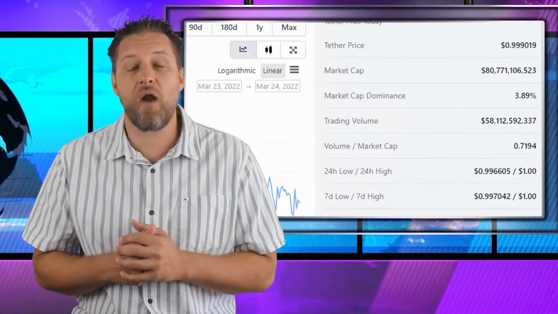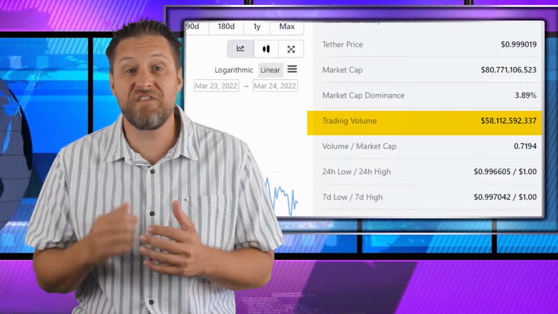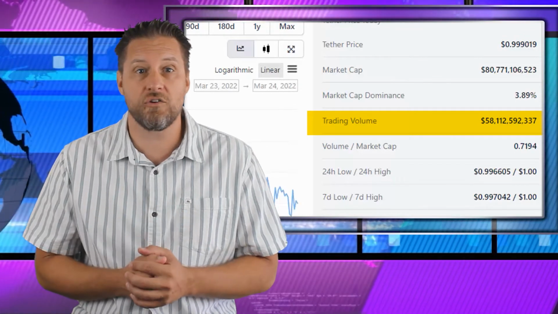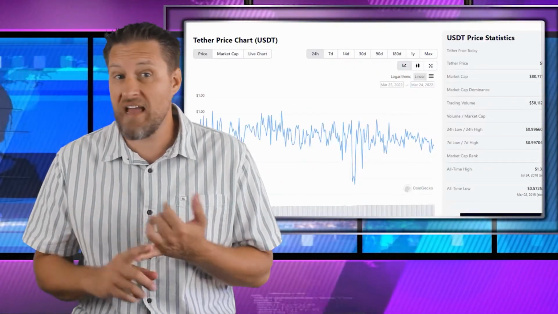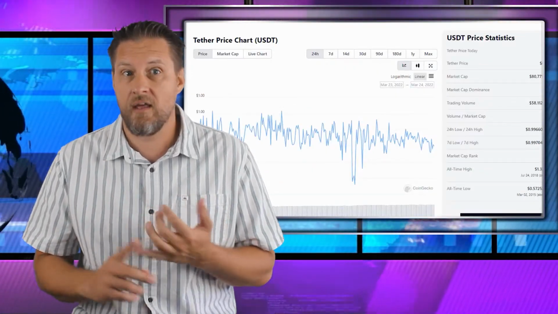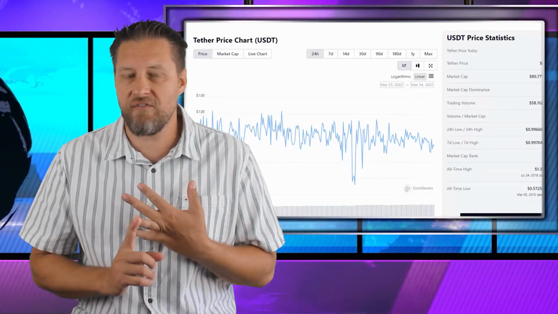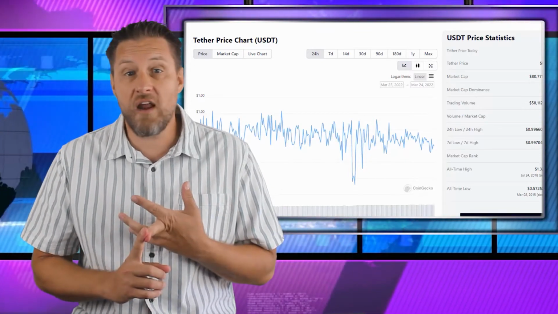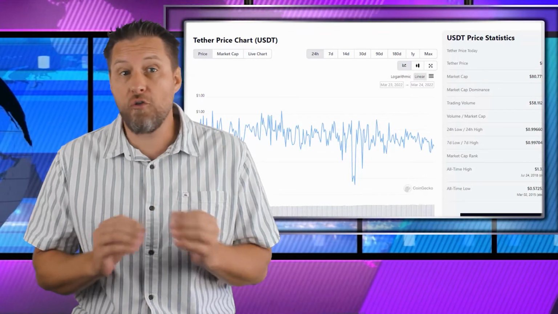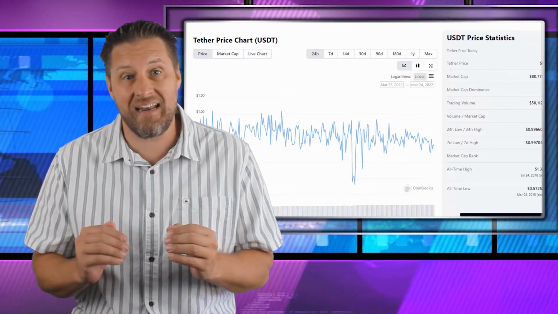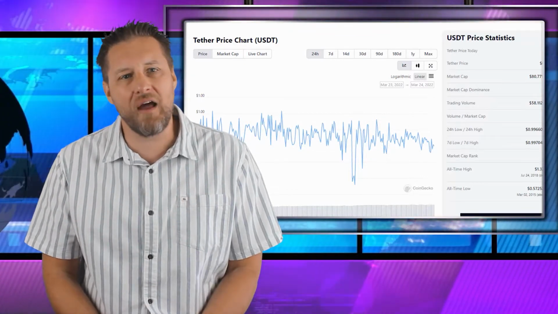In the last 24 hours, Tether's trading volume was $58.1 billion. And for reference, Bitcoin was next at $26.7 billion, then Ethereum at $16.5 billion. In fact, Tether's trading volume was more than all other cryptocurrencies combined. So why is it traded so much?